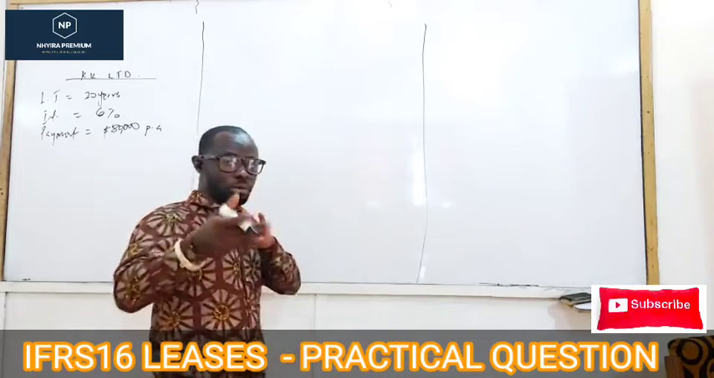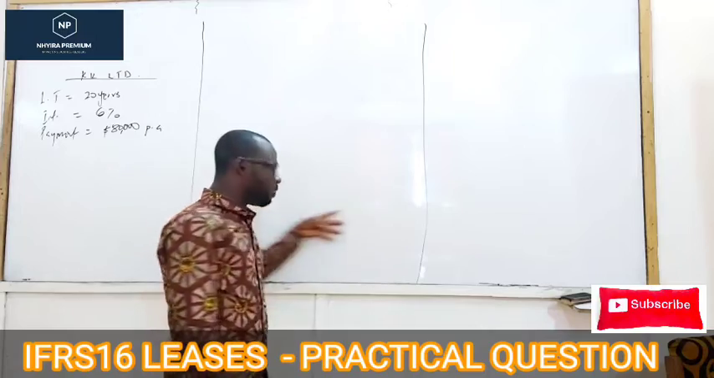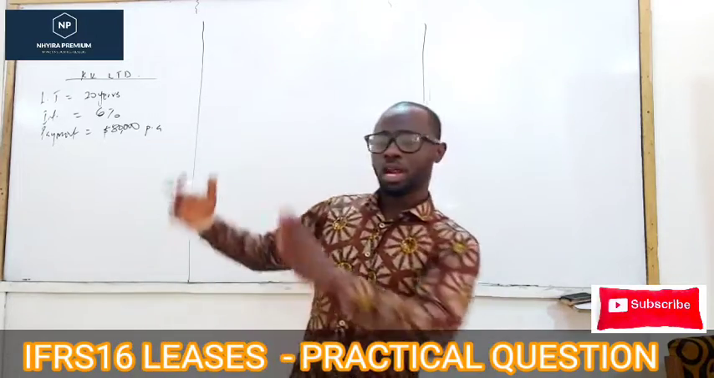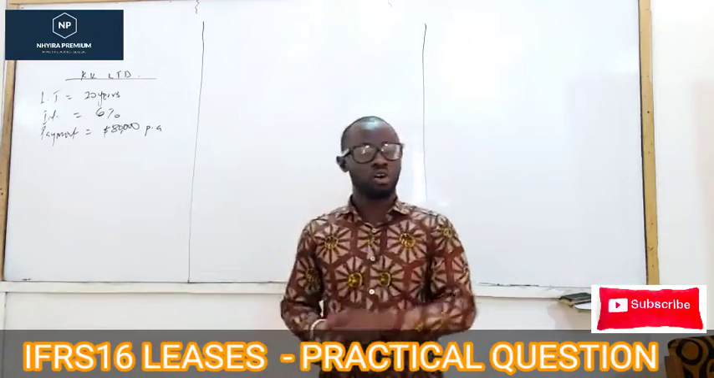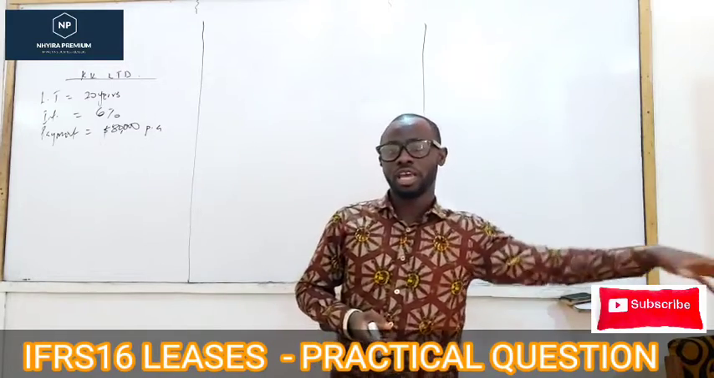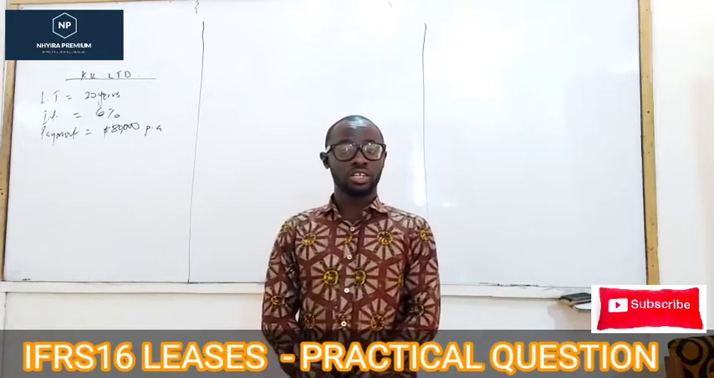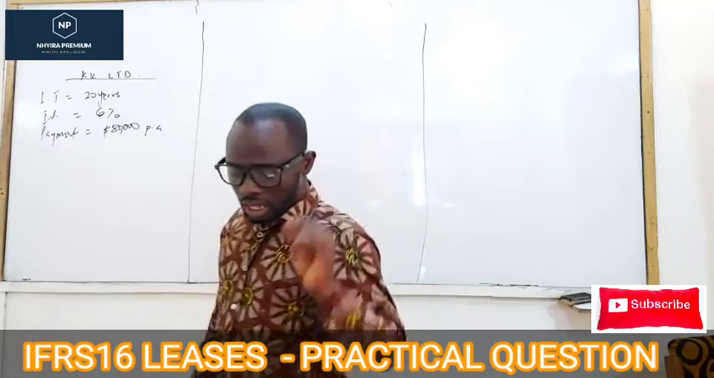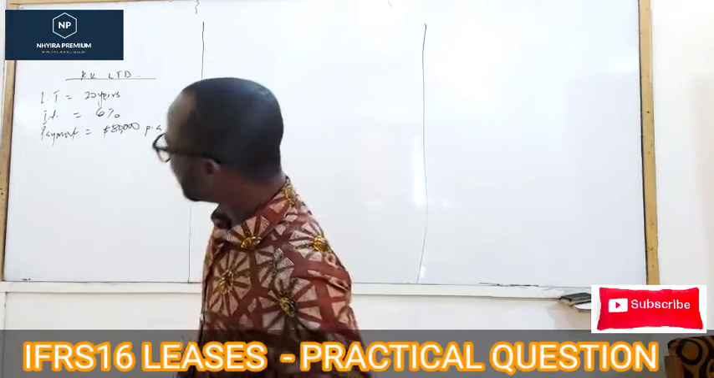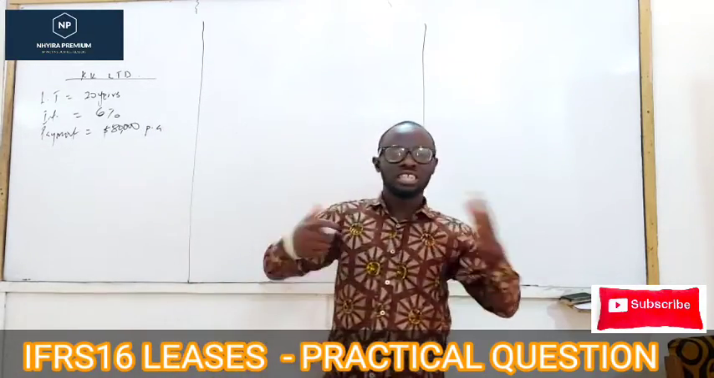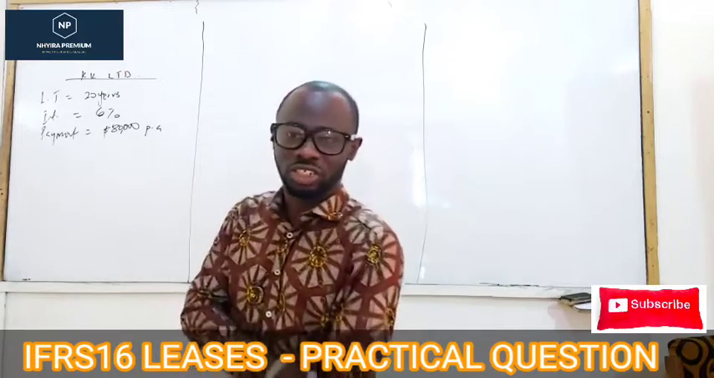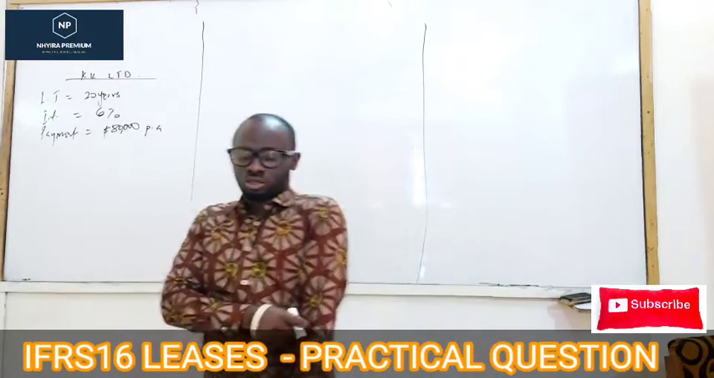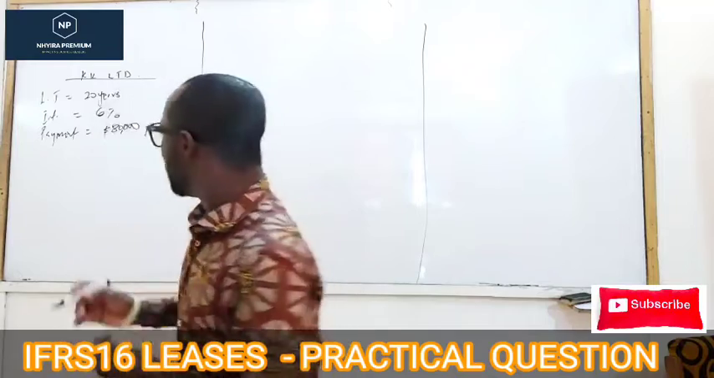So if you remember what we did in the first video, it means that we use the second approach where we bring the balance brought forward, interest, payments, and then we get the balance carried forward. We are told that the company is not certain that it will do any extension. So since it will not do the extension, we remain with the 20 years.